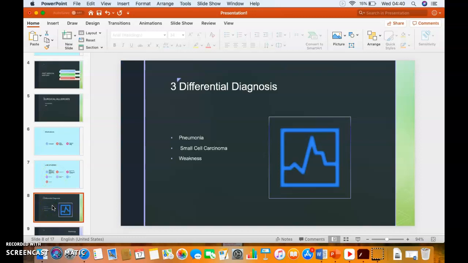The three differential diagnoses that we're going to be talking about are pneumonia, small cell carcinoma, and weakness. I picked those three because I feel like the patient could be presenting with all three diagnoses.